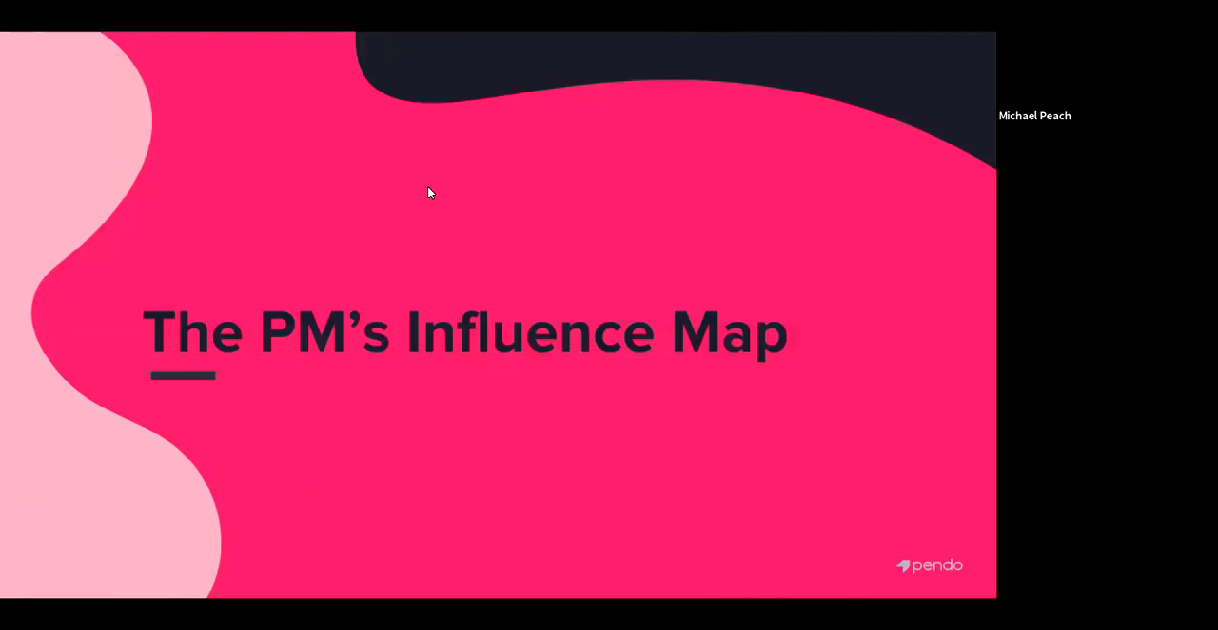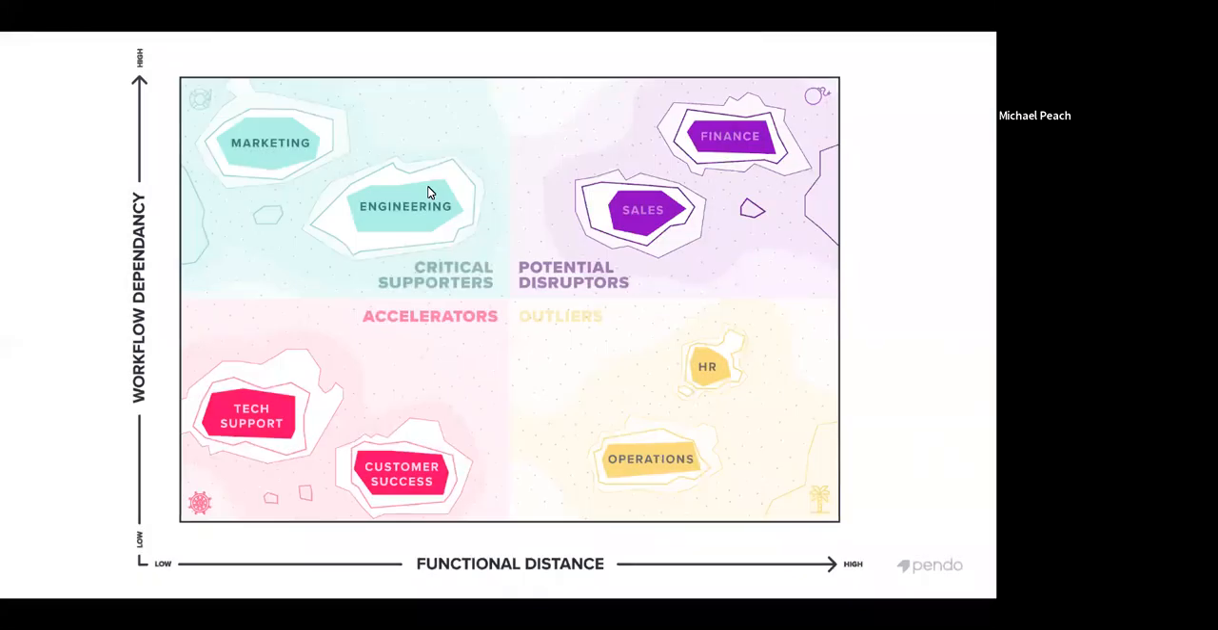So to do that, hence the idea of a map, we tried to figure out what's the best way to plot some of these different roles and departments to help understand what should be a priority relationship to focus on from the product management radar. So with that, I'll turn it over to Cliff to talk through the framework and the model that we put together for this.